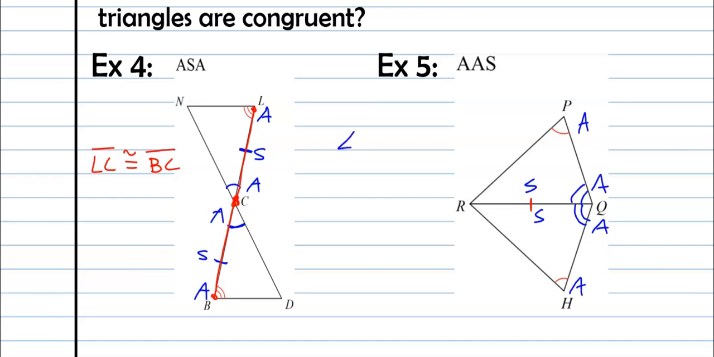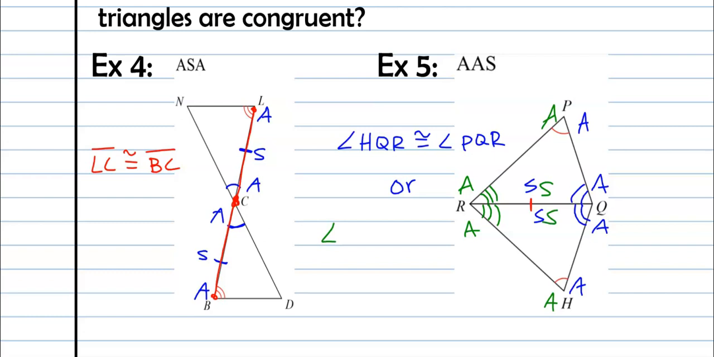So that would be angle HQR is congruent to angle PQR. Or we could do this angle as well. We could do this one congruent to this one. So we could do angle, angle, side, and angle, angle, side. Okay, so either one would work there.